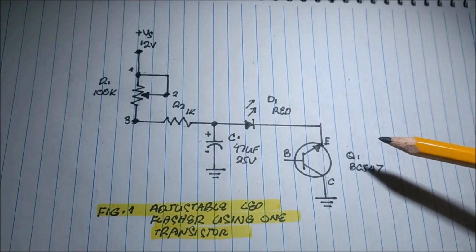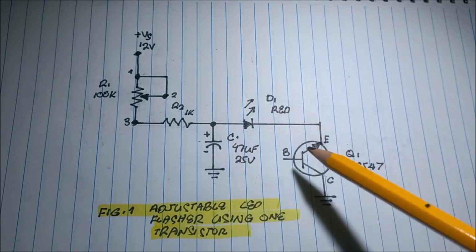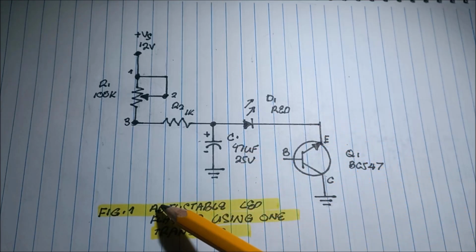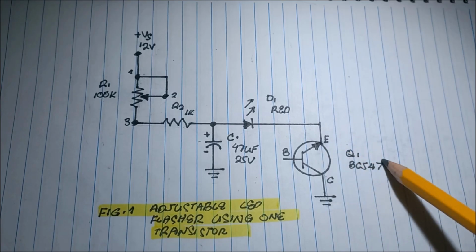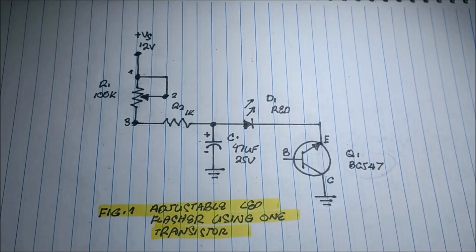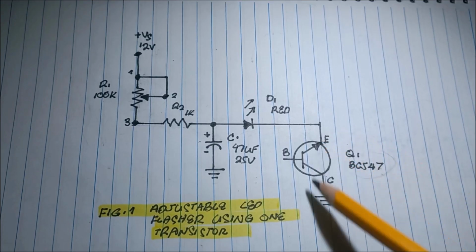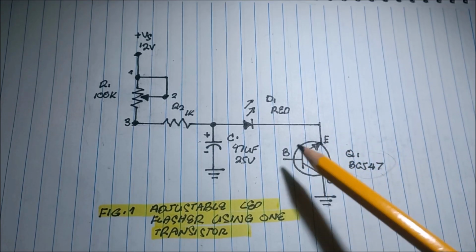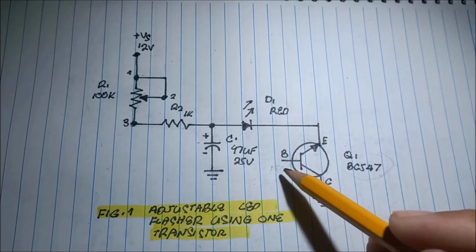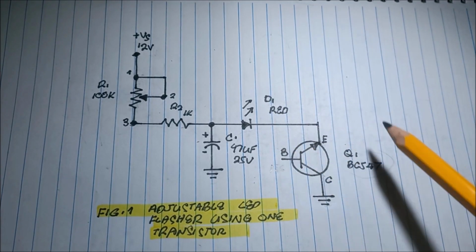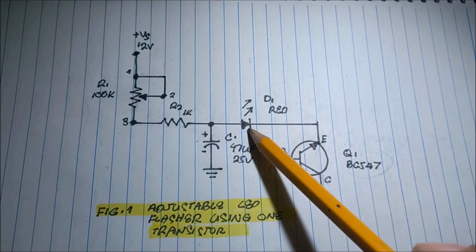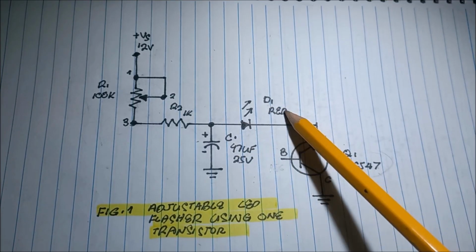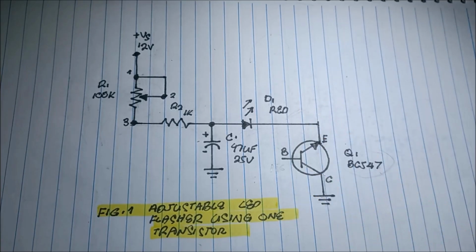We now come to our circuit diagram. Figure 1, adjustable LED flasher using one transistor. So one transistor BC547, NPN type transistor connected this way. The base is not connected. No connection to the base. And then the collector is grounded. The emitter is connected to the LED, red. That is our output LED.